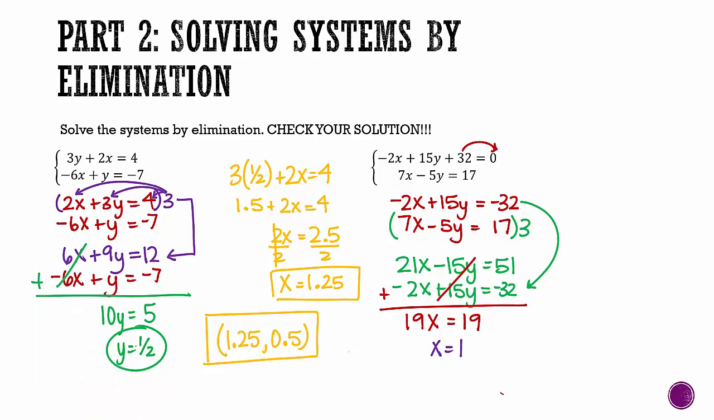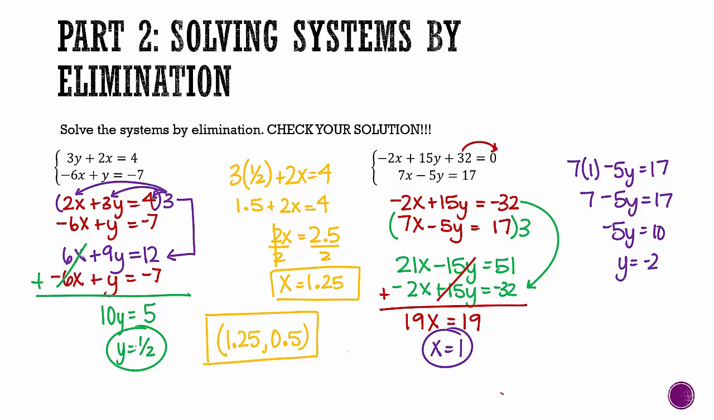We get x equals 1. And then remember, once you find one variable, you got to plug it back in to find the other one. So if I have 7 times 1 minus 5y equals 17. If I subtract 7 from both sides, I get 10. And if I divide both sides by negative 5, I get negative 2. So if I was to graph these two lines, they would cross at 1, negative 2.